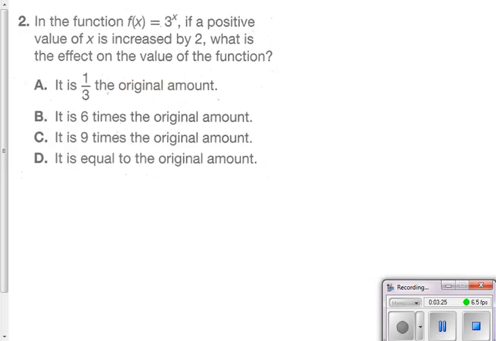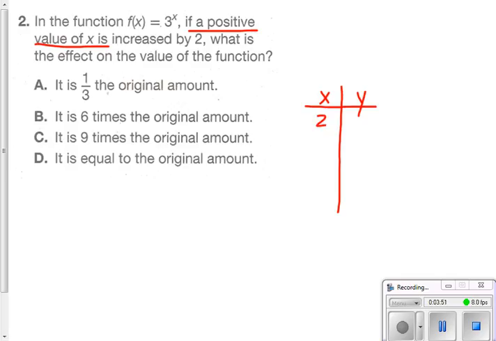Example 2, in the function f of x equals 3 to the power of x, if a positive value of x is increased by 2, what is the effect on the value of the function? So set up a table like you've done before. Here's x, there's y. It says a positive value of x. Well, 0 is neutral, so that wouldn't be positive. So I'm going to go ahead and start with 2.